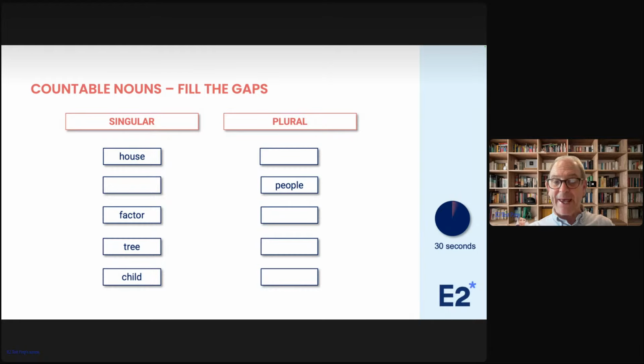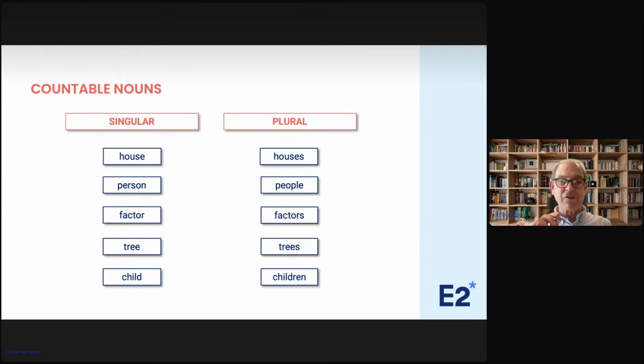Give yourself a score if you can. We're going to look at this, countable nouns on the left and uncountable nouns on the right. So thinking out loud: house, plural, houses; person, plural, people. You got it. Factor, tree, child. Okay, our answers. Well done, us. Here we go: house, houses; person, people; factor, factors; tree, trees; child, children.